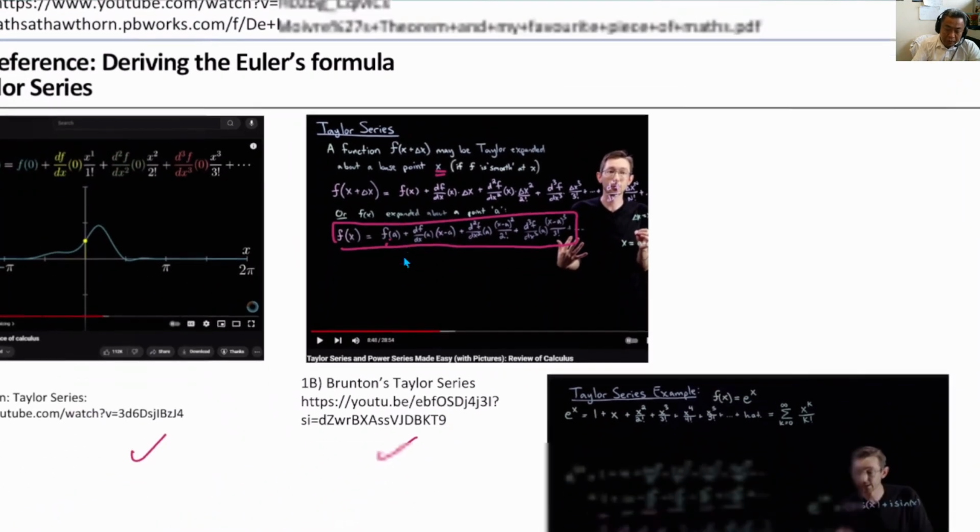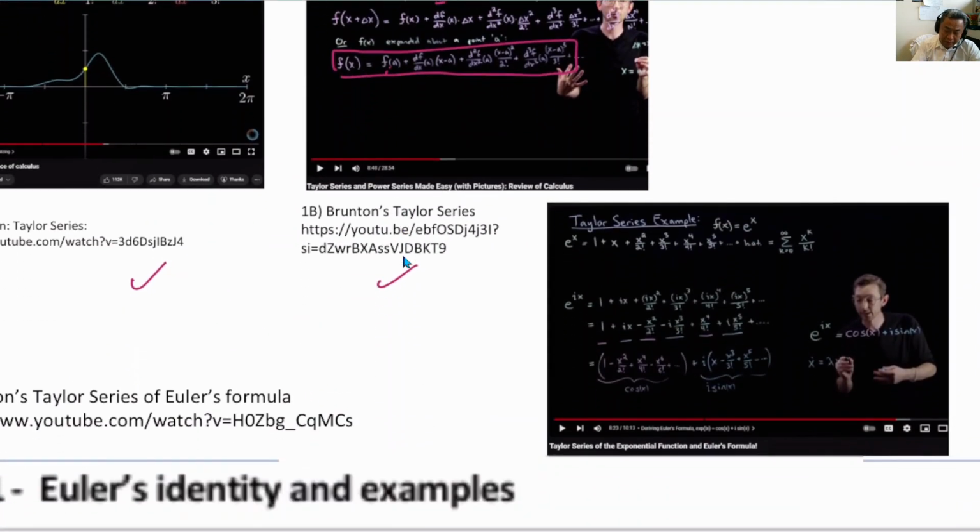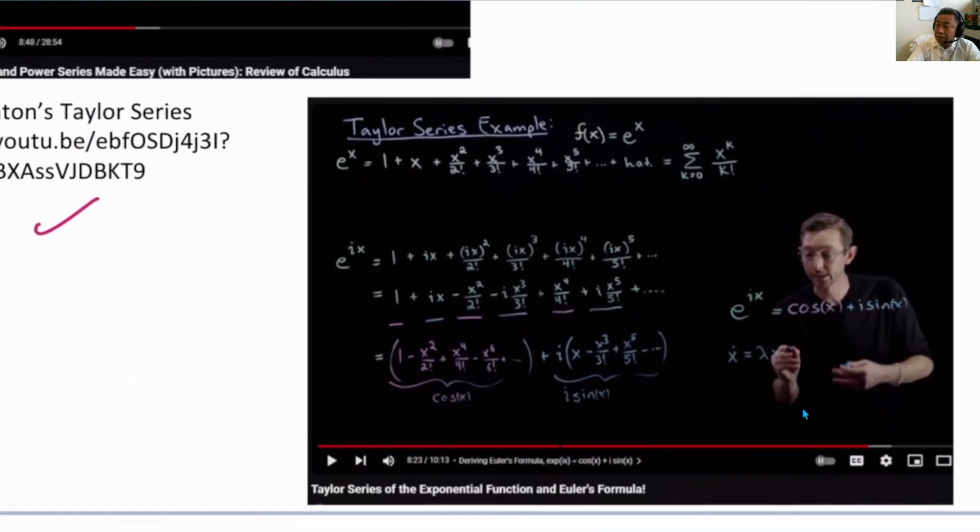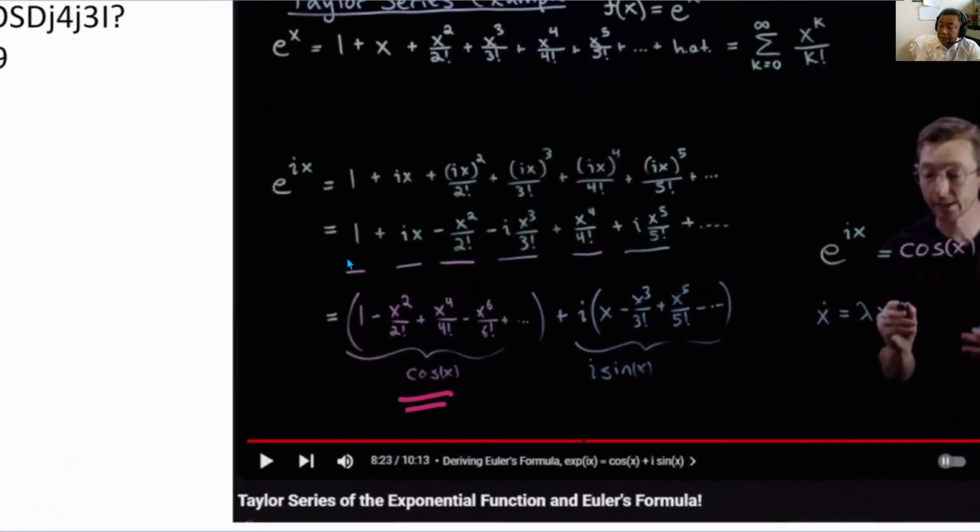Now, once you have understood what a Taylor series is, then I suggest you read Brunton, where I use his results over here to show you why e^(ix) equals cosine x plus i sine x.